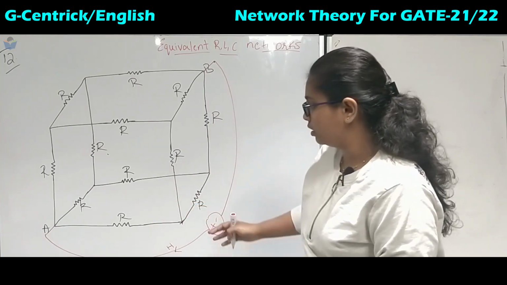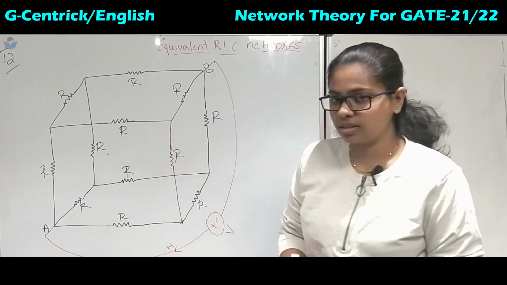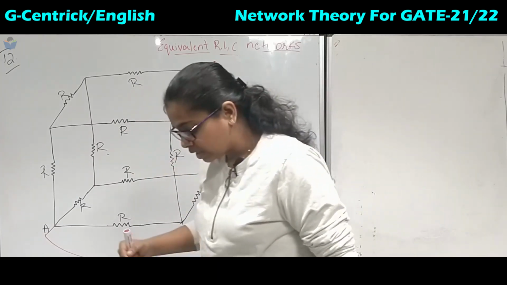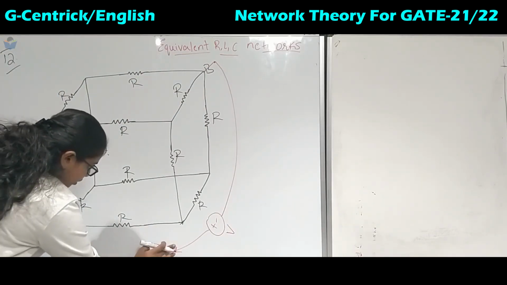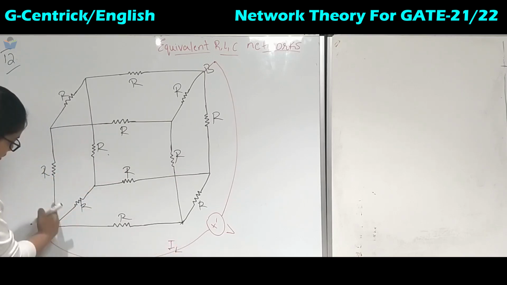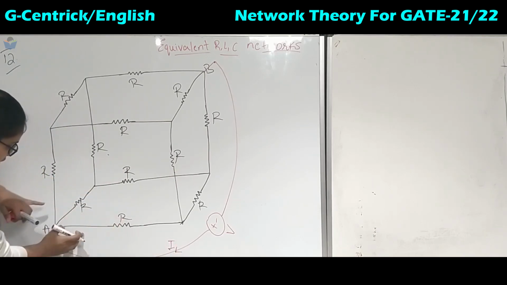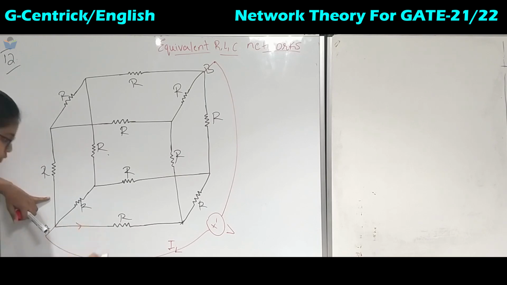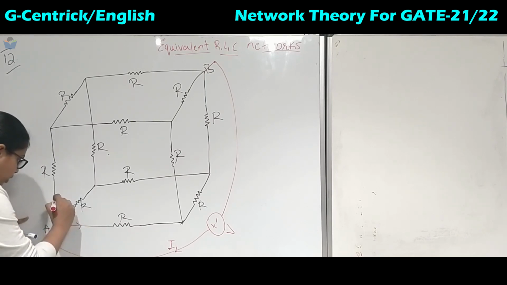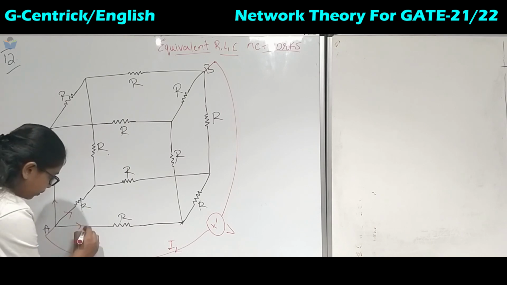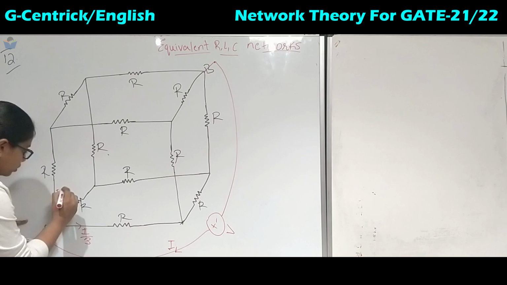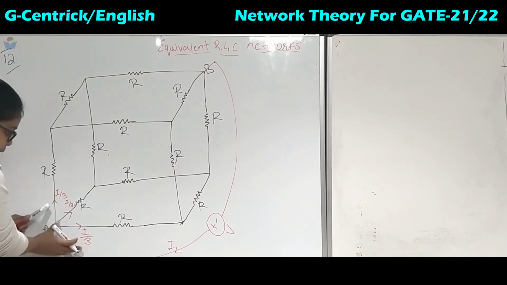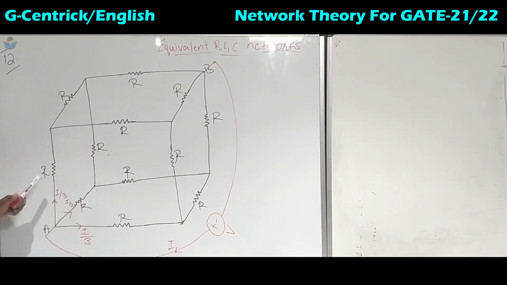Since all the values of the resistors are equal, that is R, the division of the current will be the same. If the direction of the current is in this way, then these three branches get the same amount of current. In this direction the current will start flowing, and it will be nothing but I by 3. An equal amount of current flows in all the three branches, because the values of the resistors are equal.